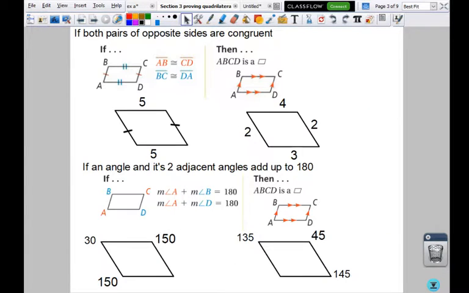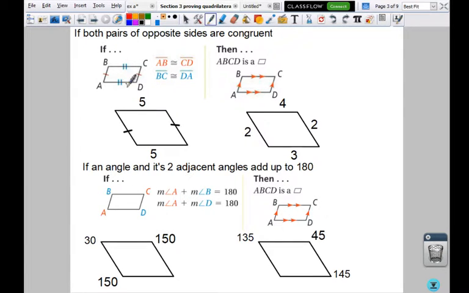Alright, so that first one isn't very exciting, so we're going to learn some other ways to show different quadrilaterals are parallelograms. If opposite sides of a quadrilateral are parallel, you got a parallelogram. Or, another method, if both pairs of opposite sides are congruent, then you have a parallelogram.